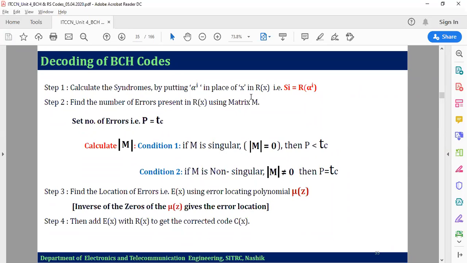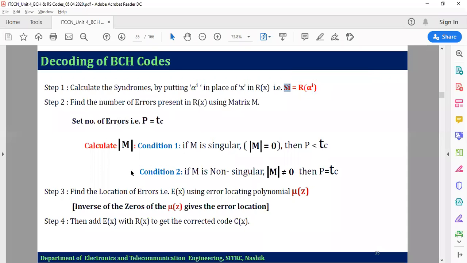Now, just write down, calculate the syndrome by putting alpha raised to i in place of x in r of x. So simple, if my syndrome is S1, it can be calculated by putting alpha raised to 1 in place of x. If I have to calculate the first syndrome of that received code word, then I'll just replace i by 1. So S1 is equal to r of alpha raised to 1. So we'll see that later.